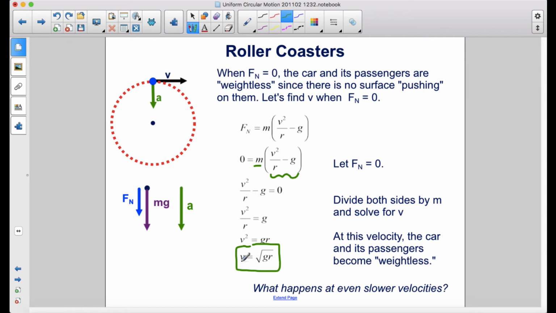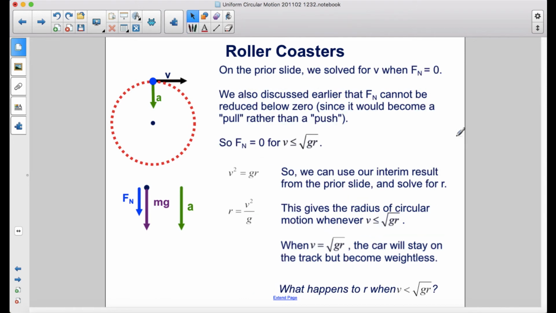So what happens at even slower velocities? On the prior slide, we solved for velocity when the normal force equals 0. We also discussed earlier that the normal force cannot be reduced below 0, since it would become a pull rather than a push. So the normal force equals 0 for velocities that are less than or equal to the square root of gr. So we can use our interim result from the prior slide, v squared equals gr, and we can instead solve for r. This gives the radius of circular motion whenever the velocity is less than or equal to the square root of gr. So this is our equation for the radius. So when the velocity equals the square root of gr, the car will stay on the track but become weightless.